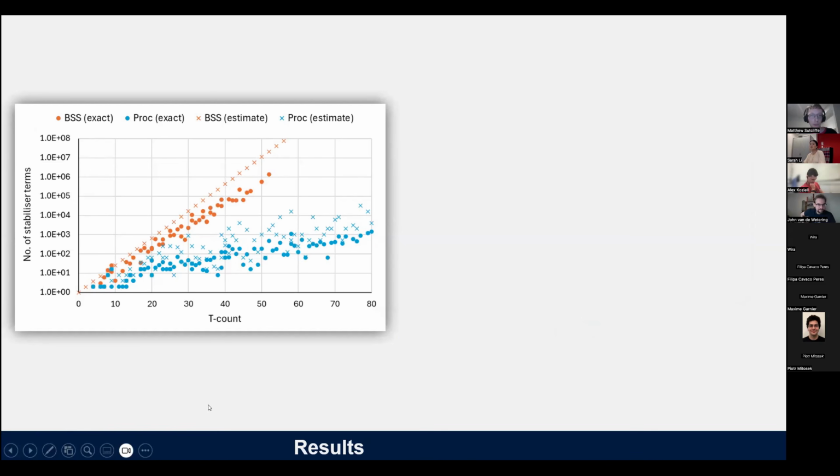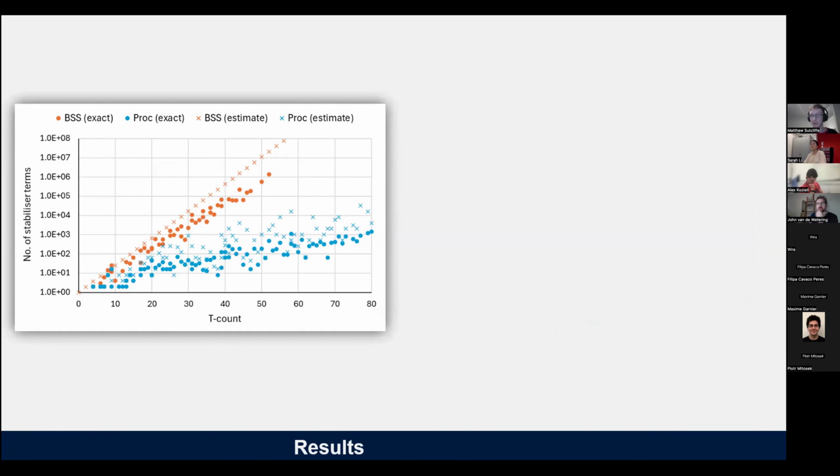These are the results we observed. So comparing against the BSS decomposition, we can see that the number of stabilizer terms we end up with is much smaller. And you can see the trend is quite clear here. The x's are just an estimate of the number of terms we're going to get, whereas the solid circles are the actual numbers that we got. So the estimate is just to say, imagine we don't do any simplification.